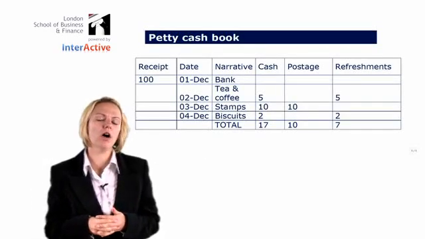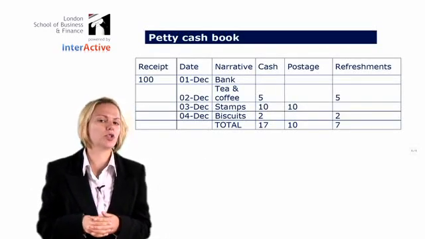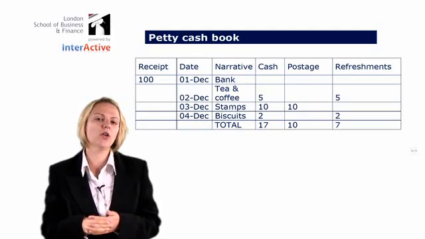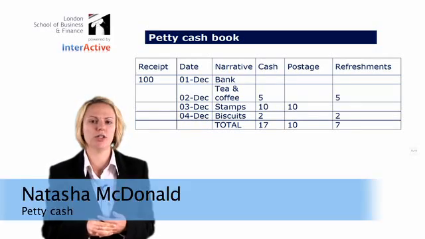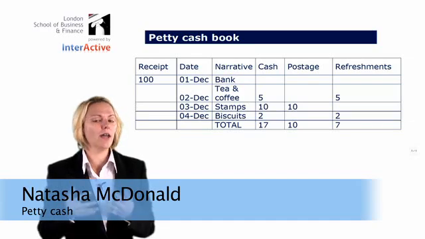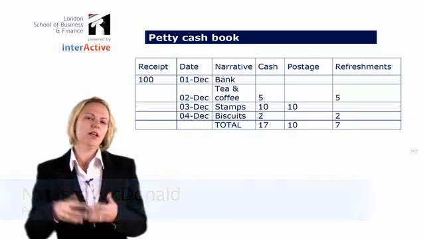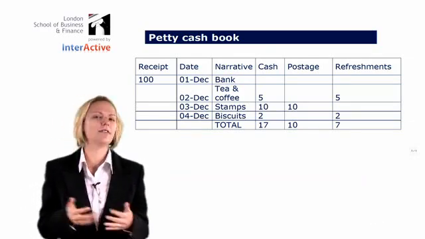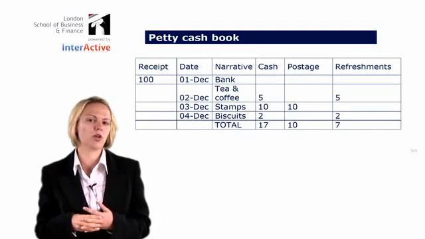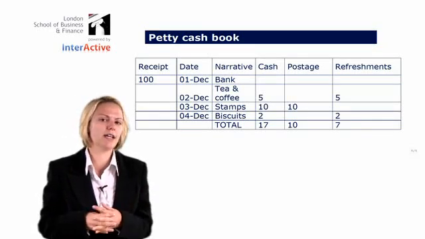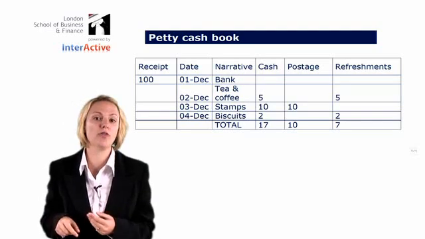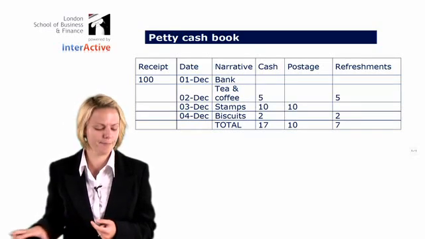In this final part of this chapter on books of prime entry, we're going to have a look at the final book of prime entry that you could see, and that would be the petty cash book. Now, we're not going to look at the journal because we have done journals all the way through this course already, so this is really the last book of prime entry apart from the journal that we'll see.